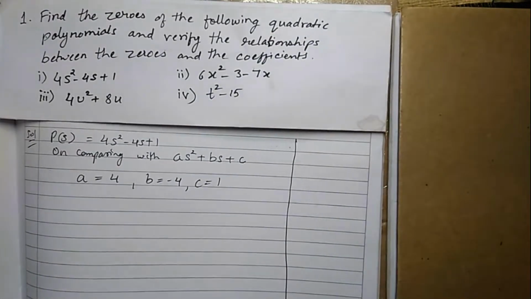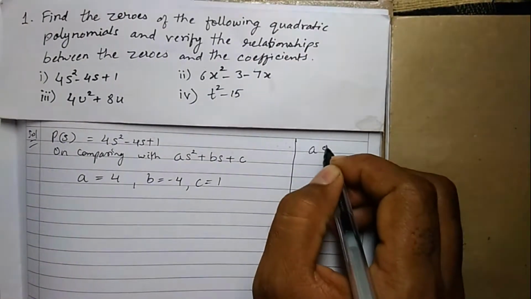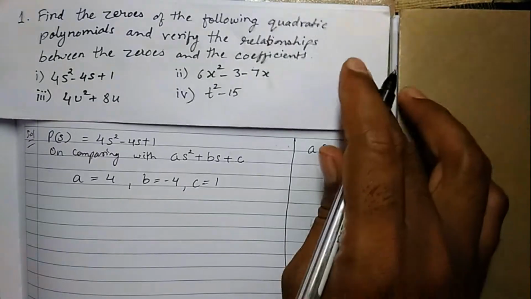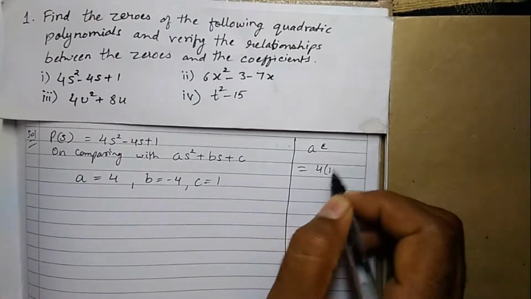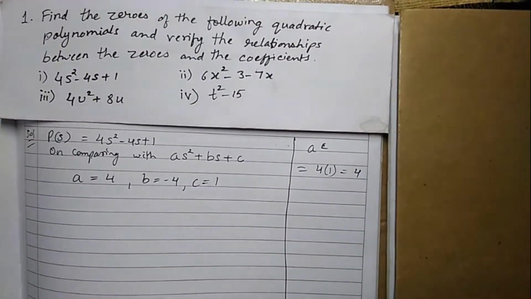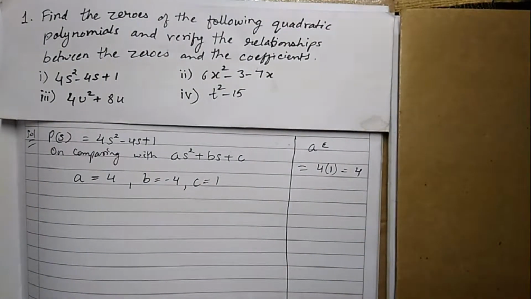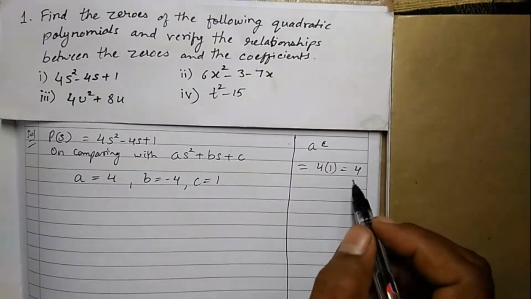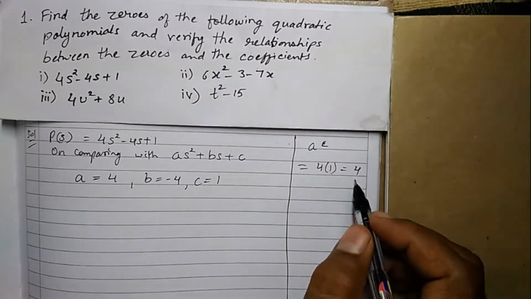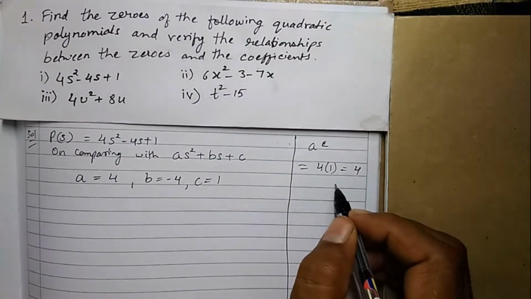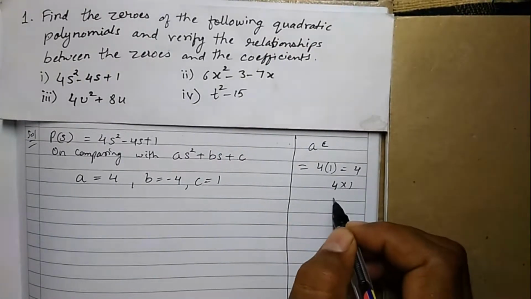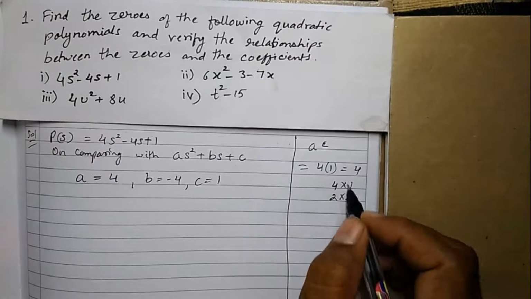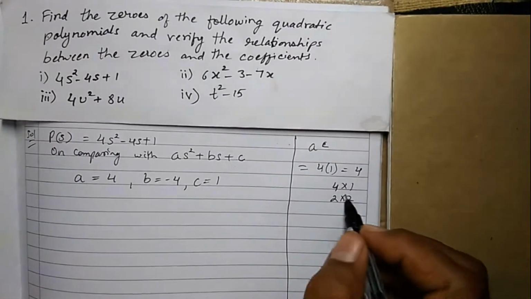Now our next step will be to find AC. You have to do this thing in the rough, and you will find AC, which is equal to 4 into 1, and you will get it 4. So now you have to find the various possible products of 4. That is, you have to find the factors of 4: 4 into 1 or 2 into 2. These are the possible factors of 4.